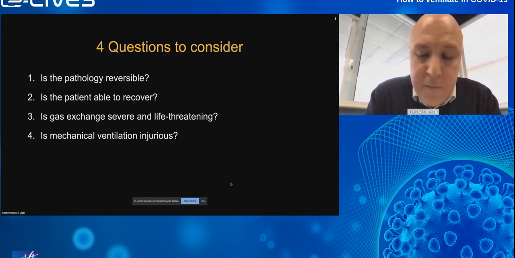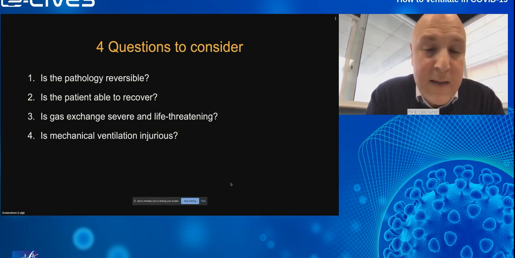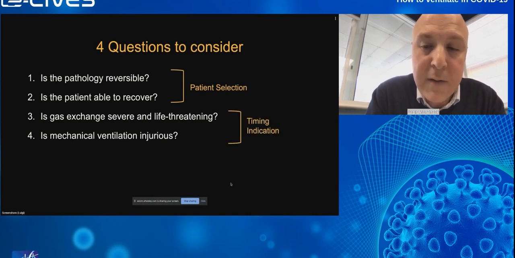The third and the fourth have to do with gas exchange and mechanical ventilation. So the third is, is the gas exchange so severe that it's life-threatening and we need to do something now? Or is the mechanical ventilation injurious? So the first two are about patient selection, and the second two are about timing and indication.